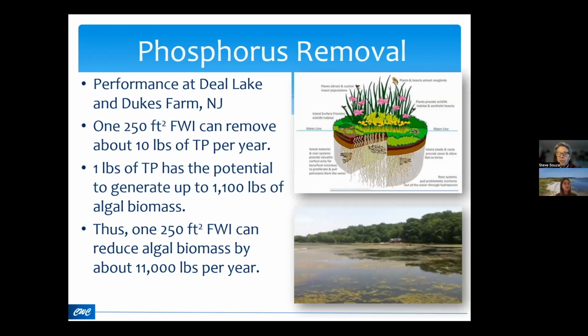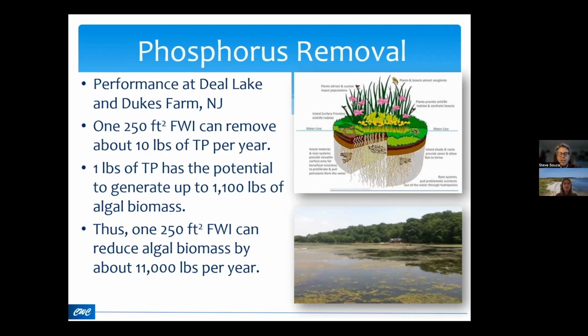We have a lot more local examples of this. There are a couple of floating wetland island examples in the Deal Lake watershed area, and they've also been used extensively at Duke's Farm up in Hillsborough, New Jersey. And those systems have been shown to be able to remove somewhere in the vicinity, again, of about 10 pounds of phosphorus per year per island.